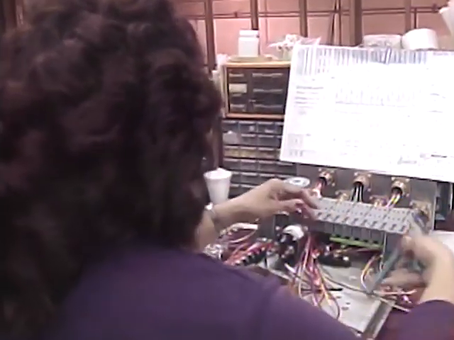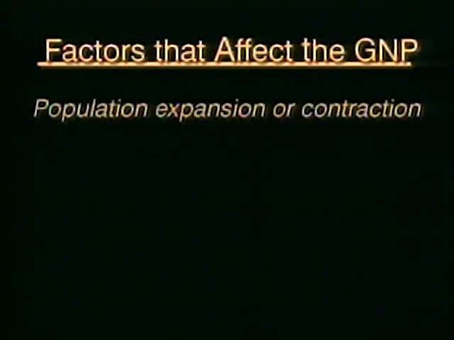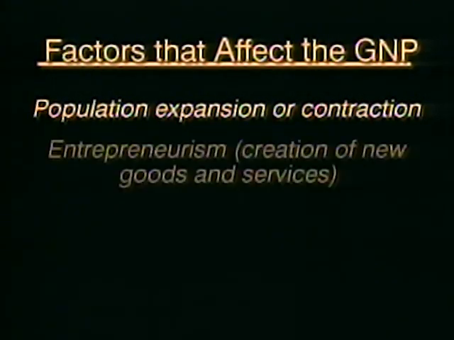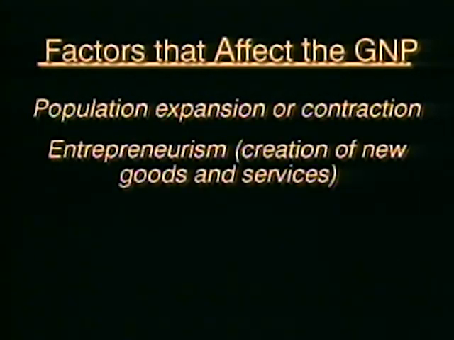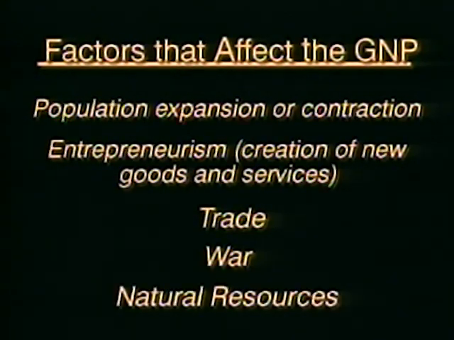Many factors can affect the gross national product. Here are 5 major ones. Population expansion or contraction, entrepreneurism, creation of new goods and services, trade, war, natural resources. Let's examine more closely how these factors affect the gross national product.